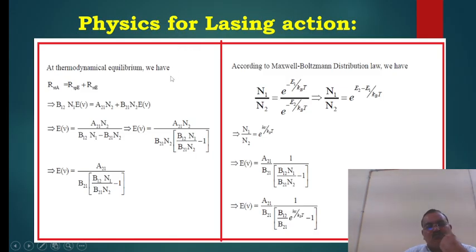If I want to find the physics here, at thermodynamical equilibrium we have RSTA, that is stimulated absorption, where this process started, equal to RSPE plus RSTE, the rate of spontaneous emission and the rate of stimulated emission. The rate of stimulated absorption is equal to the two. It's a natural equation, and on putting the values of the three rates, we get B12 N1 E nu.